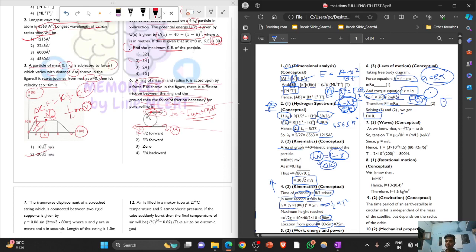But if the force is somewhere here, the friction is needed. You just need to solve the equation of motion and find the values. So in this case, the friction is 0. So your correct option will be option number 4. Now moving ahead.